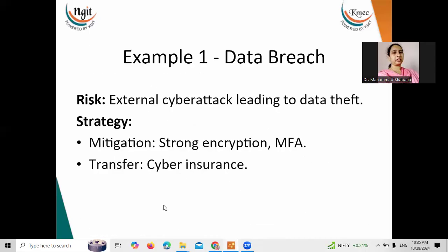Let's take the example of a potential data breach. The risk here is that an external cyber attack could lead to the theft of sensitive customer data. In this case, the organization might choose a combination of strategies. Mitigate by implementing strong encryption and multi-factor authentication. Transfer by purchasing cyber insurance to cover the financial impact if the breach happens.